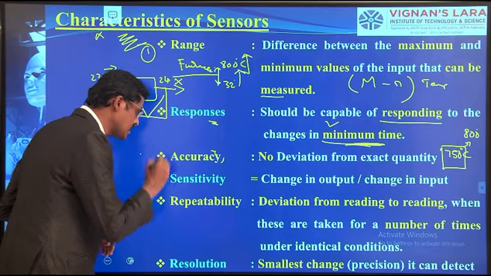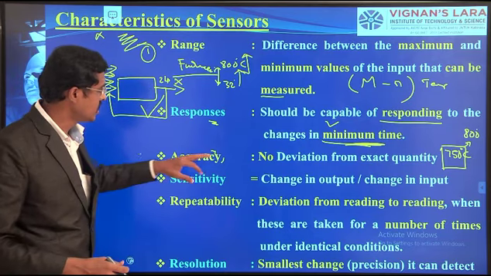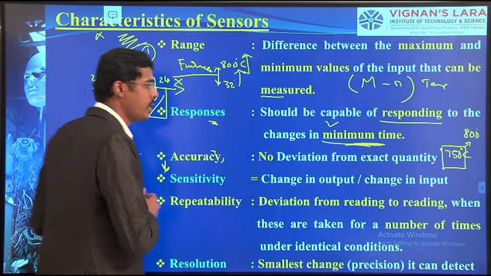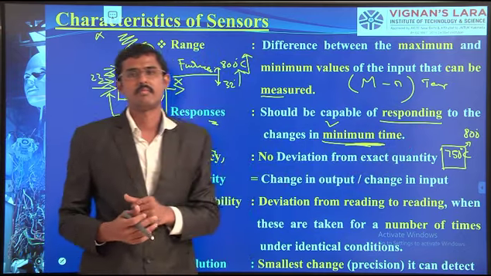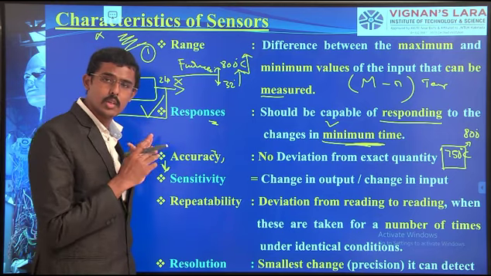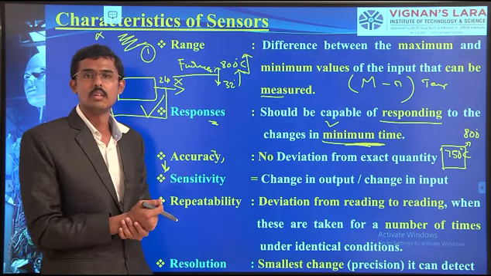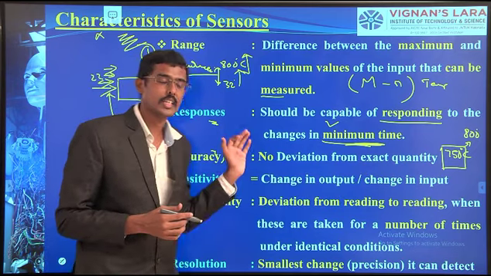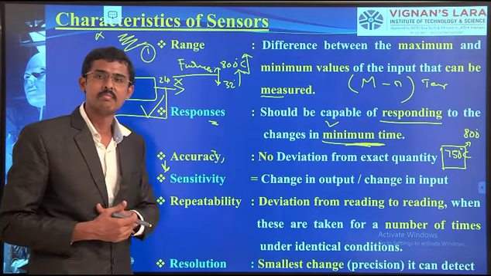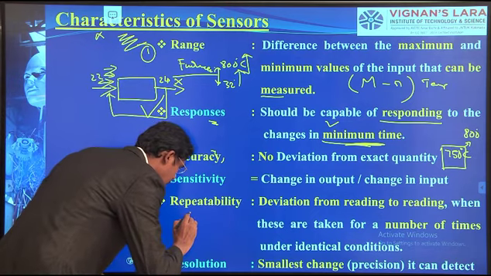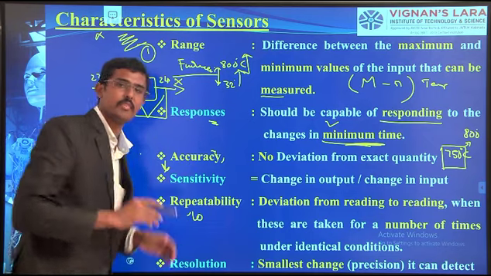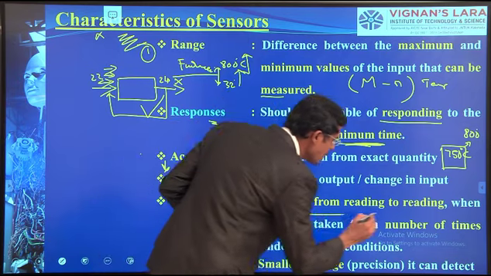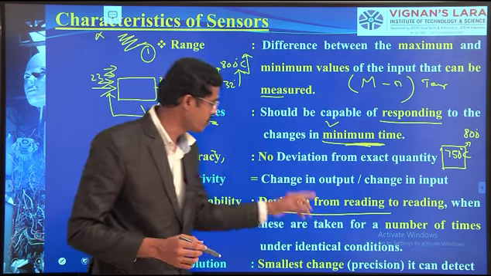Next, sensitivity. What is it? It is equal to the change in output divided by the change in input. What we have given should reach us accurately there. Therefore, sensitivity should also be considered very importantly as a characteristic. Then repeatability. I take the same parameter more than 10 times. Then the deviation should not change, the deviation from reading to reading.